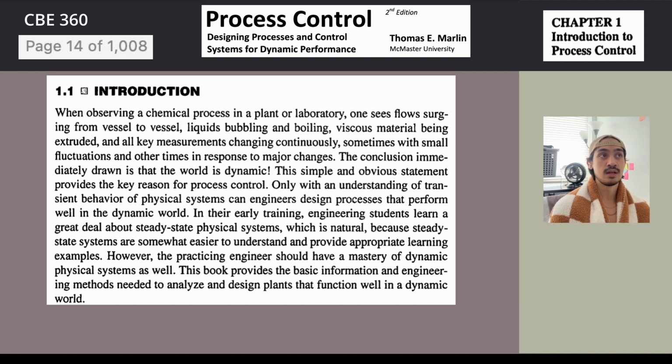The simple and obvious statement provides the key reason for process control. Only with an understanding of transient behavior of physical systems can engineers design processes that perform well in the dynamic world. In their early training, engineering students learn a great deal about physical systems at steady state, which is natural because steady state systems are somewhat easier to understand and provide appropriate learning examples. However, the practicing engineer should have a mastery of dynamic systems as well, and this book provides the basic information and engineering methods needed to analyze and design plants that function well in a dynamic world.